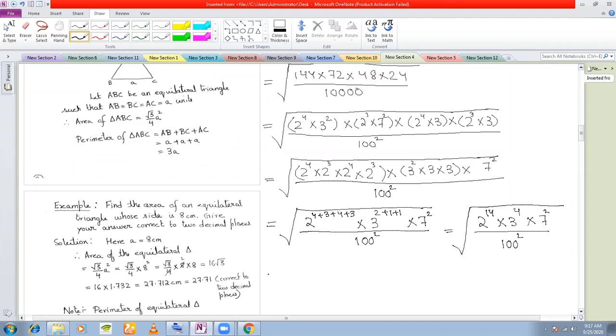Now the numerator we want to write as a power of 2. So I will write 2 to the power of 14 as 2 to the power of 7 squared, 3 to the power of 4 as 3 square squared, and 7 as it is, so that I can write everything as a square. Or you can add another step if you find it a little more convenient. Let us do that step.